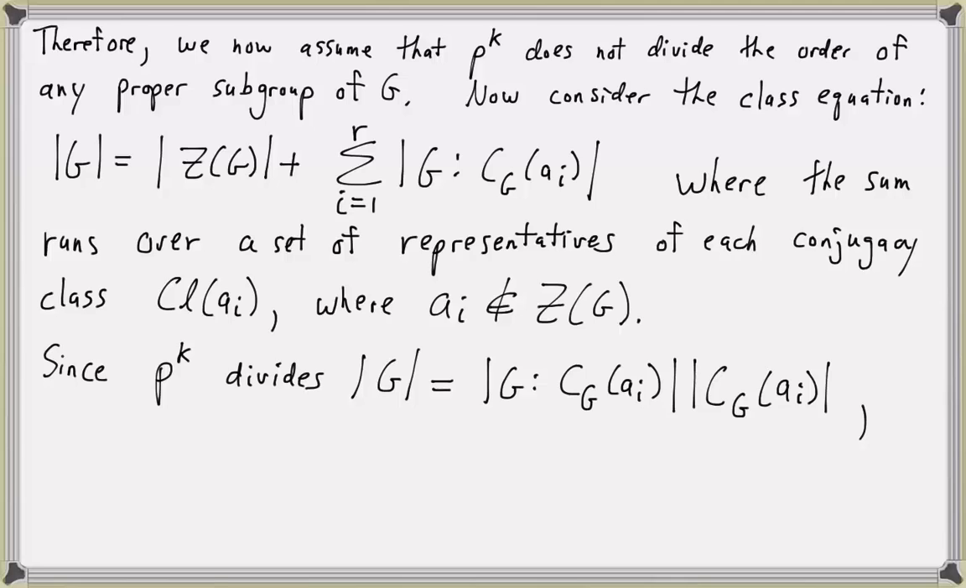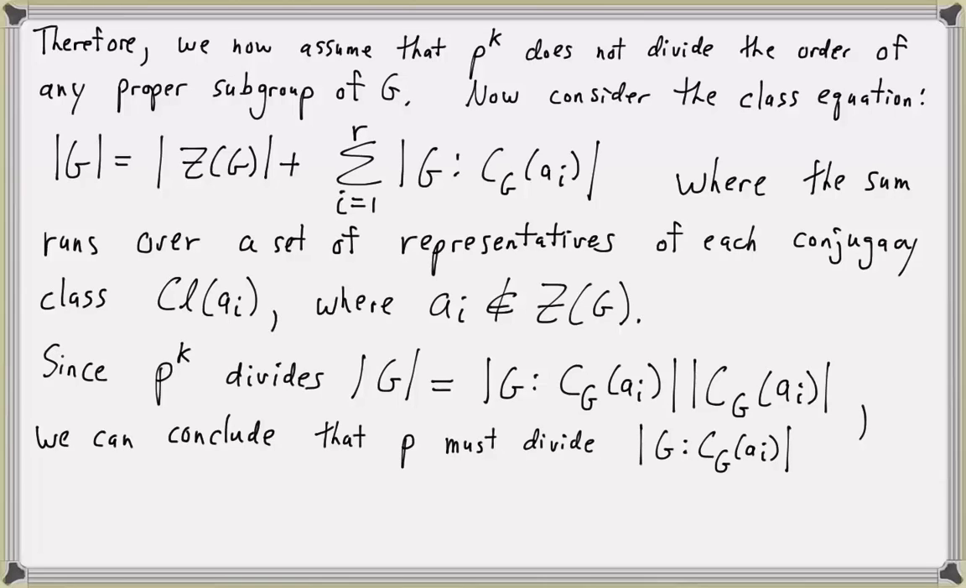So we can conclude at least one factor of P must divide the index of the centralizer of a_i, for all a_i not in the center of G. This follows again because the centralizer of a_i is a proper subgroup and P to the K cannot divide the order of the centralizer of a_i. That must mean that at least one factor of P divides the index of the centralizer in G.